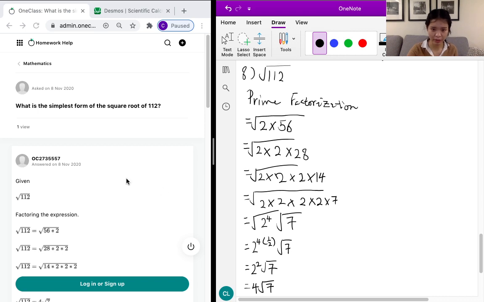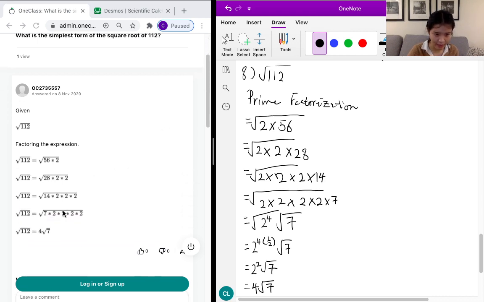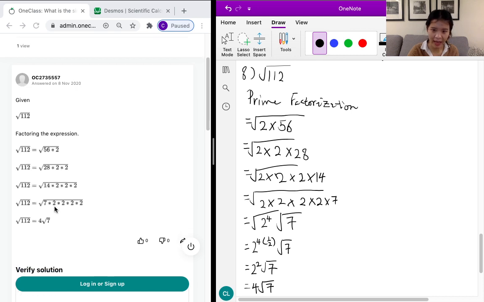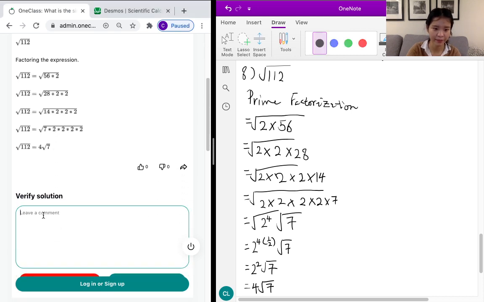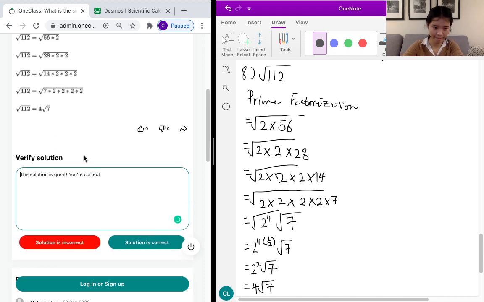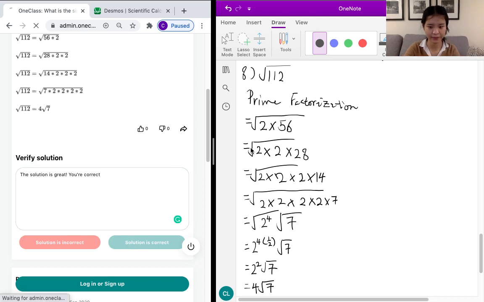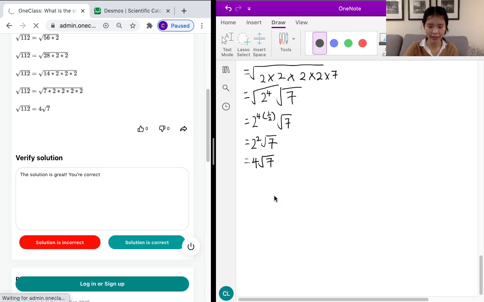Let's look at our sample solutions. Yes, they did it in a very similar way as us, and they had 4 root 7. Perfect. The solution is great. You're correct. Okay, the solution is correct. Let's move on to our next problem.